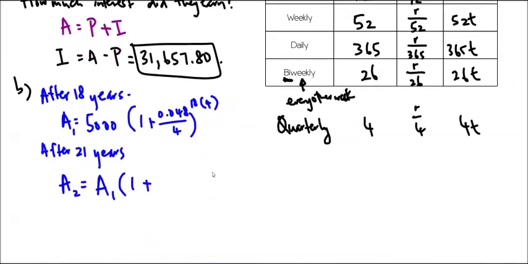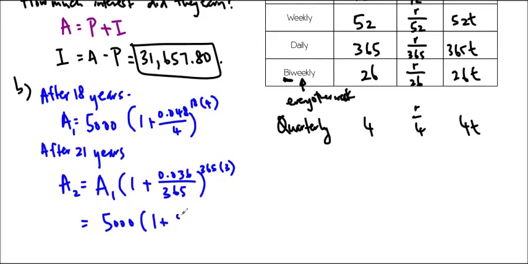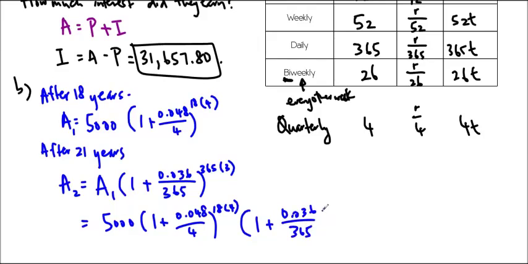3.6% per annum. So 0.036 divided by 365, and you can see why I don't want to do it in advance. I'm going to get a really small number, and I don't want to estimate it. So this is going to be 365 times 3 years, because 18 to 21 is 3 years. So what I'm really doing is A1, which is 5,000, times 1 plus 0.048 divided by 4 to the 18 times 4, times 1 plus 0.036 over 365 to the 365 times 3, right?